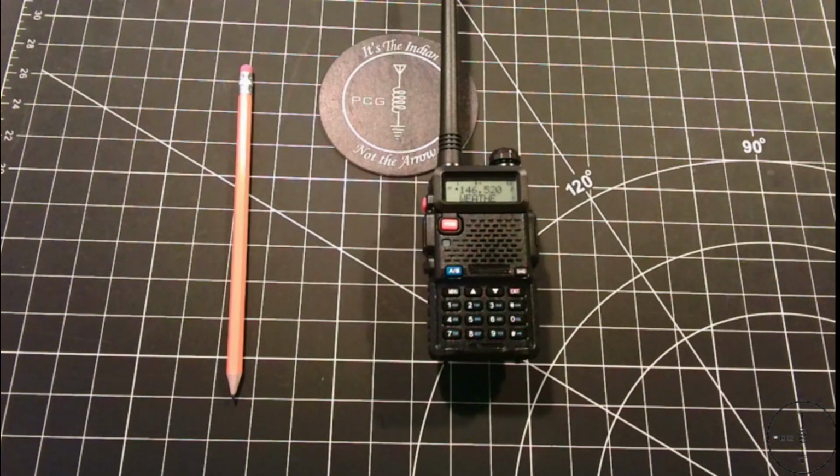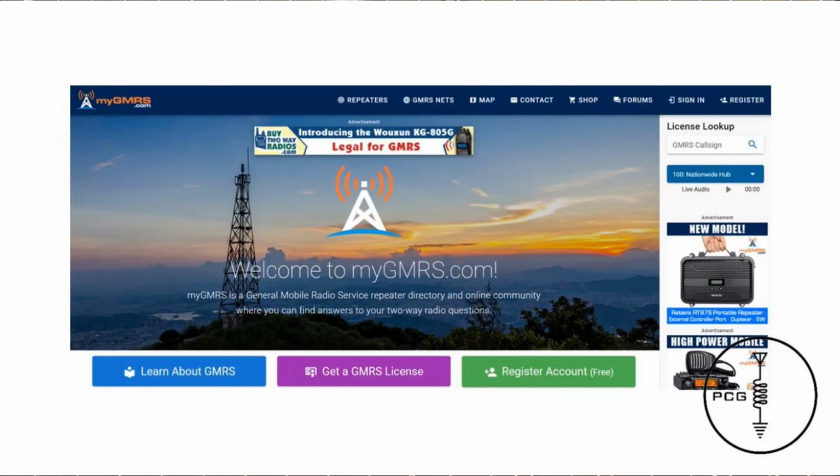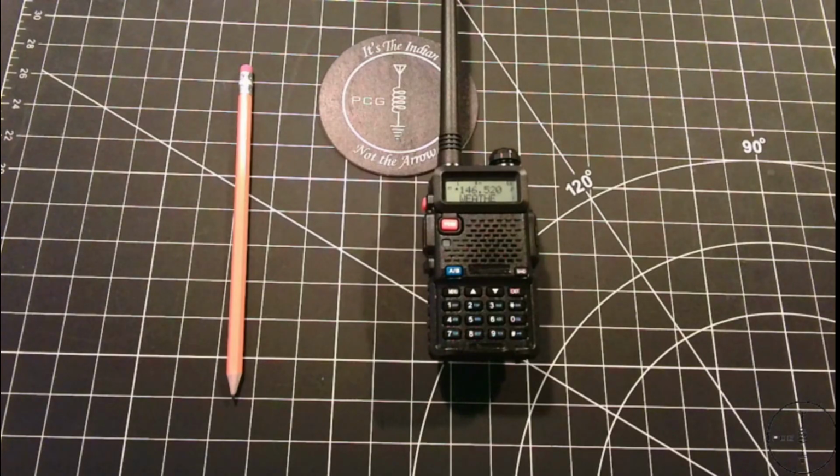A couple of helpful resources for locating repeaters in your area are repeaterbook.com if you're looking for amateur radio repeaters, or mygmrs.com if you're looking solely for GMRS repeaters. I believe Repeater Book also does list GMRS repeaters.